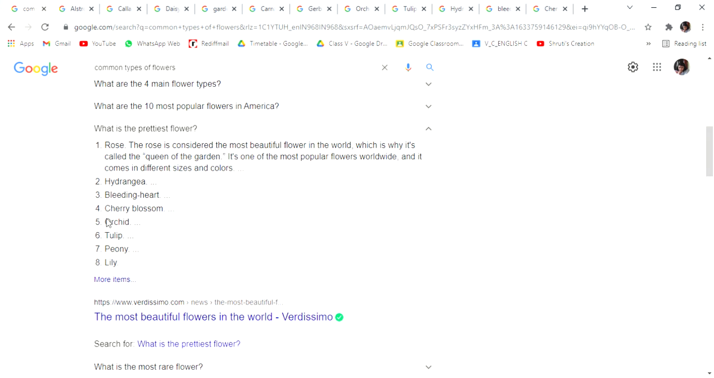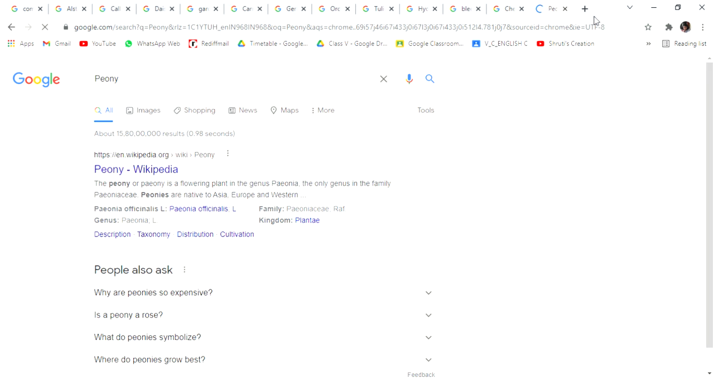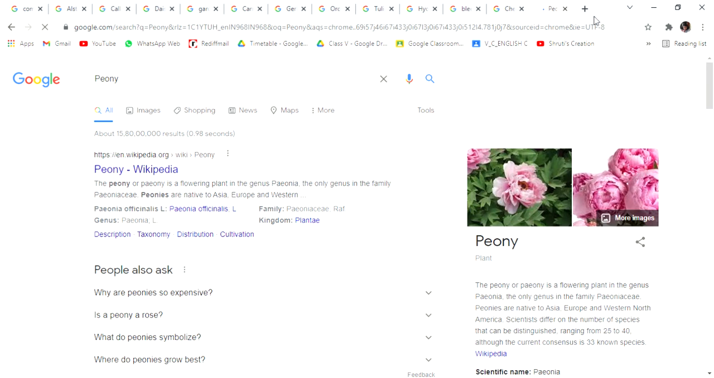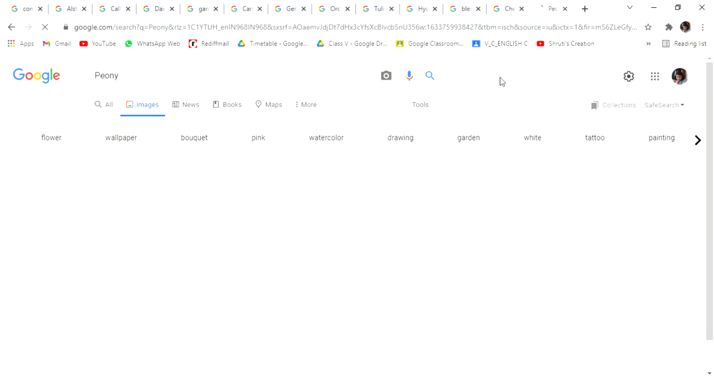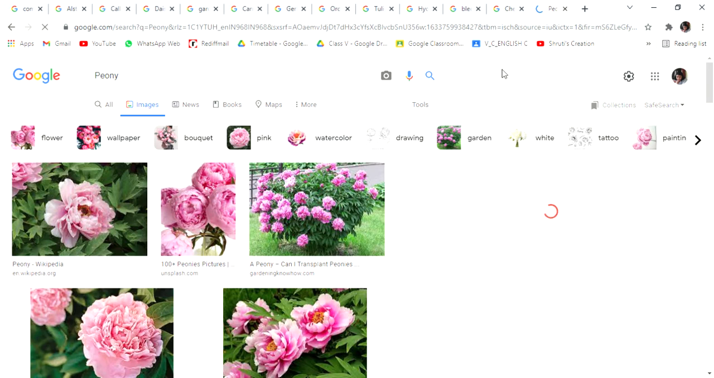Orchid we saw, tulip we saw, peony let us see. What is peony? Now whenever I read this peony thing, I get a thought of pigs. Because this name is similar to that. But no, peony is a very nice flower to tell you. It's a type of rose, and some people also call it rose. It mainly grows in Asia. India, not India. In Asia it grows nicely, and it's in pink color.